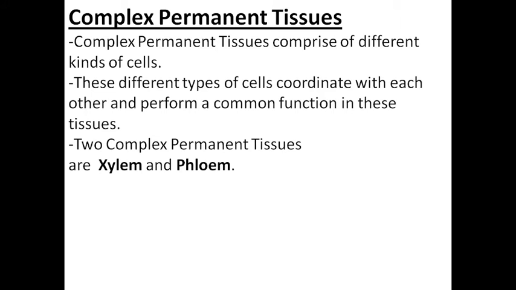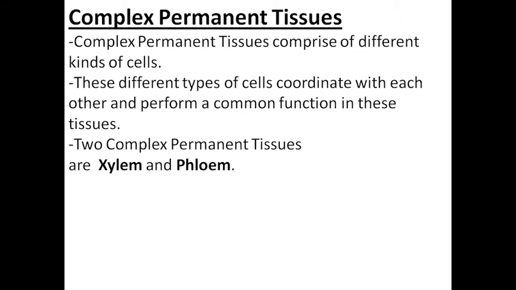So simple permanent tissues means what? The tissues which are made up of only one type of cells, correct? Only one type of cells are there in the simple permanent tissue. So opposite to that, there is a complex permanent tissue. Means what? Whatever the cells are present in the complex permanent tissues are of different types. Clear? The permanent tissues which are made up of more than one type of cells, so that tissues are called as complex permanent tissues. Clear?